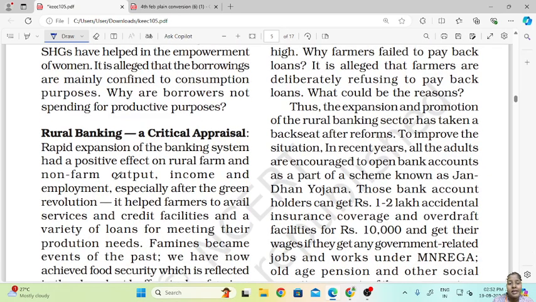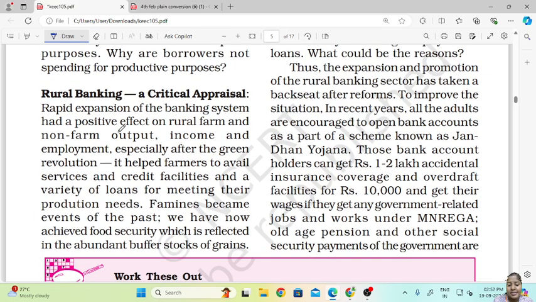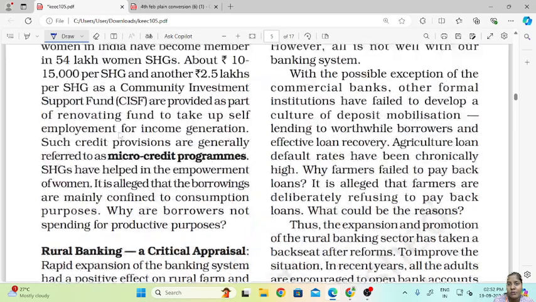Then, rural banking, a critical appraisal. Now we can see there is an expansion of the banking system, and this has affected the rural areas in a very positive way. It has also helped the farmers to avail all the services, and they are being given credit facilities and a variety of loans for meeting their production needs. So famines became an event of the past, and now they have achieved some sort of food security, which is reflected in the abundant buffer stocks of grains.